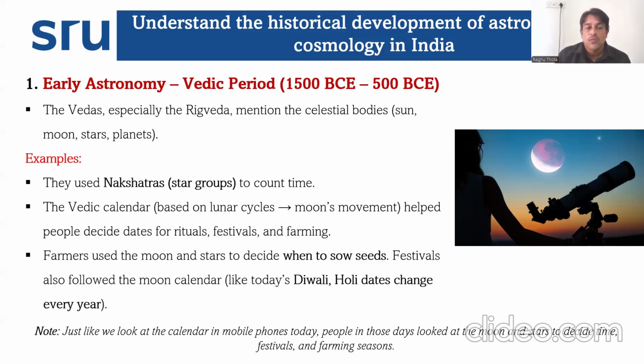Festivals also followed the moon calendar. We decide the dates of festivals based on moon movements, such as Diwali and Holi. And you know that even Ramjan is celebrated based on the moon even now, if you remember that. So this is early astronomy, which started during the Vedic period, and especially Rig Veda talks about it.